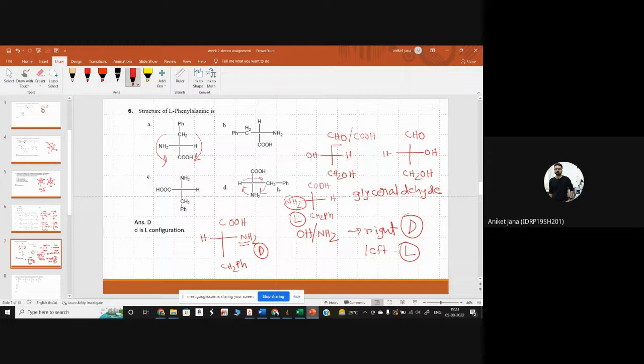CH2OH or the CH2PH group should be in the downward position. The lowest priority group we have to put in the horizontal line. As hydrogen is the lowest priority group, we have to keep it in the horizontal plane. So in this way we are getting this configuration. We can move it anyhow, either left or right, that is not an issue, but we have to maintain our required position. Okay, sir.